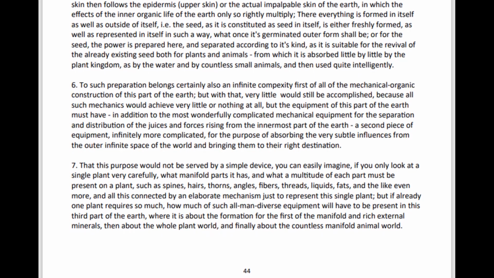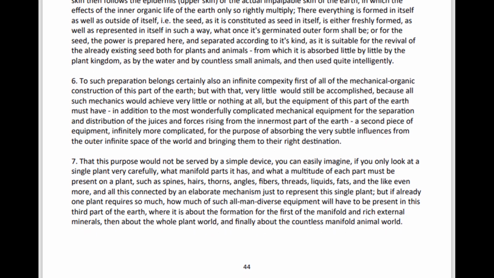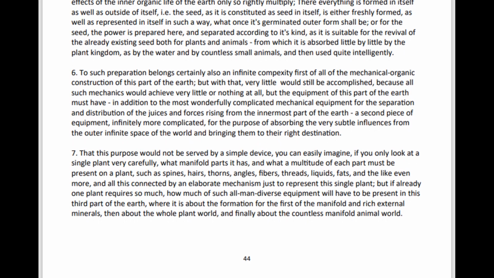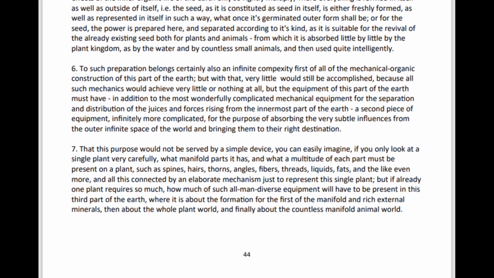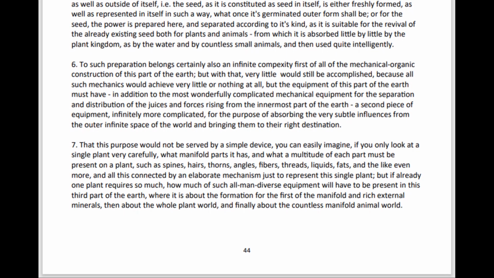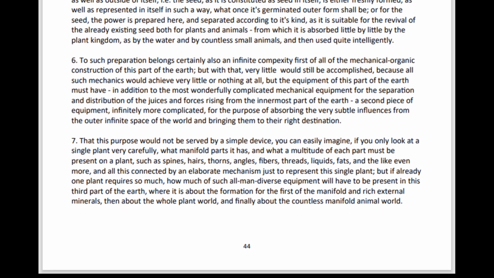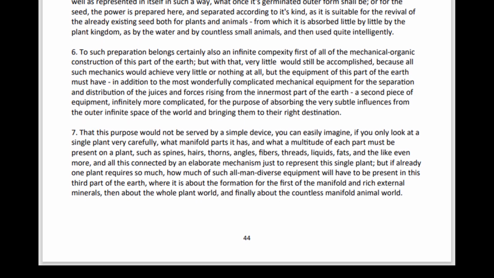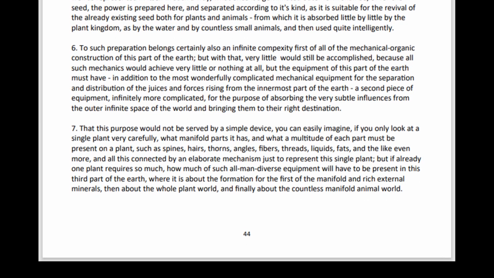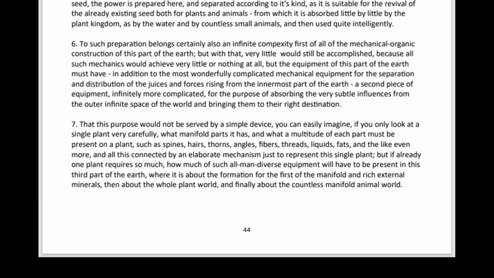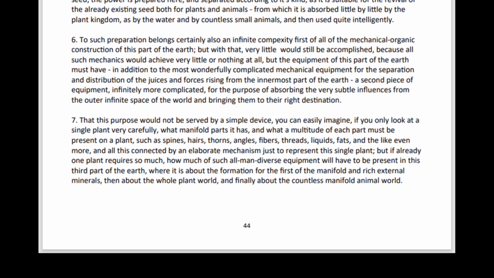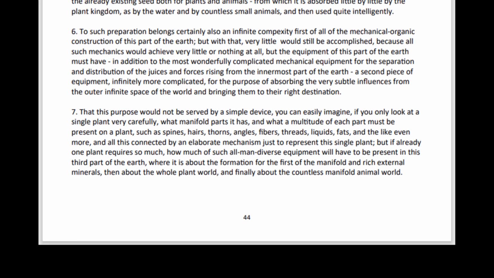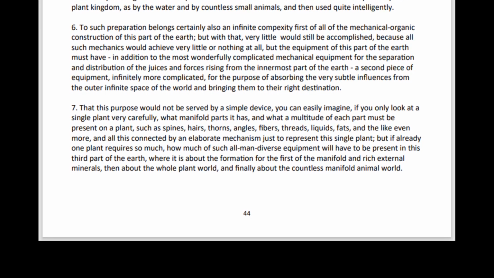If you only look at a single plant very carefully, what manifold parts it has, and what a multitude of each part must be present on a plant, such as spines, hairs, thorns, angles, fibers, threads, liquids, fats, and the like, even more. And all this connected by an elaborate mechanism just to represent this single plant. But if already one plant requires so much, how much of such all-manifold equipment will have to be present in this third part of the earth, where it is about the formation for the first of the manifold and rich external minerals, then about the whole plant world, and finally about the countless manifold animal world.